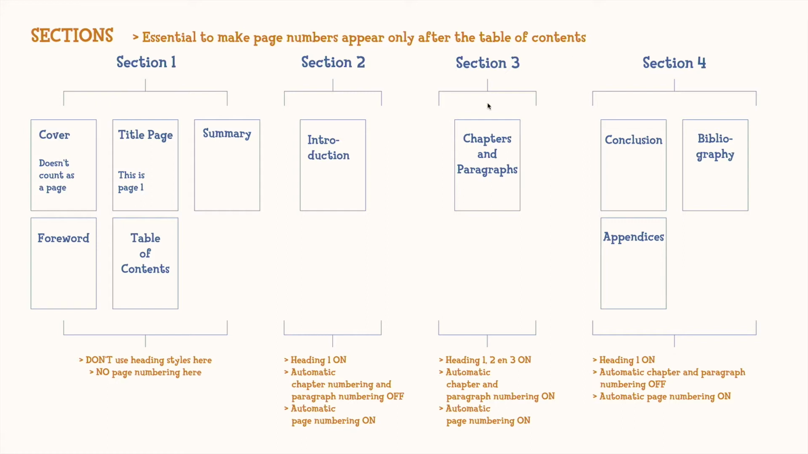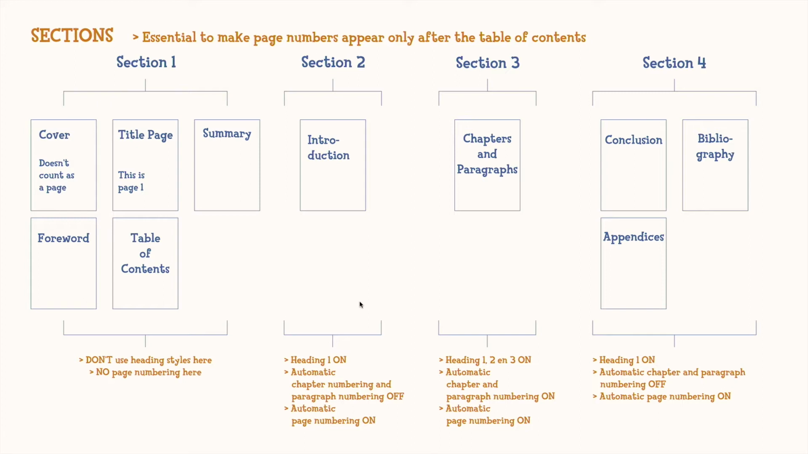So in section 1, you will have everything from the cover up to the table of contents. And what we need to do there is not use heading styles and not use page numbering, because the page numbering only needs to appear from section 2 onwards. So from the page with the introduction, and on the pages with the chapters and the paragraphs, and then at the end, in the conclusion, the bibliography and the appendices.